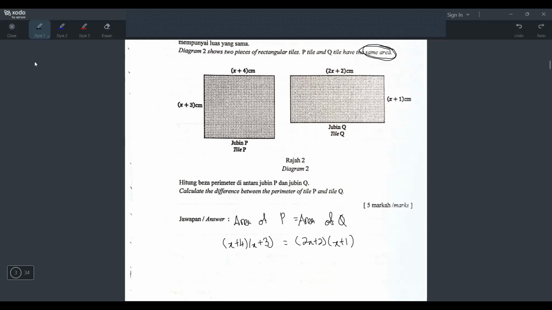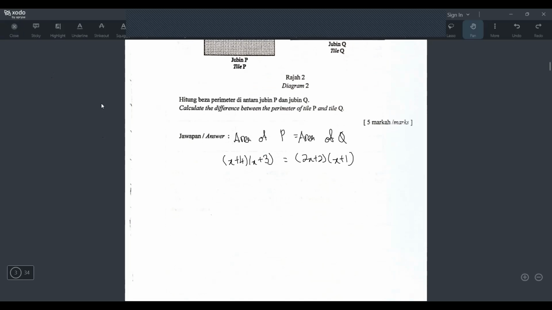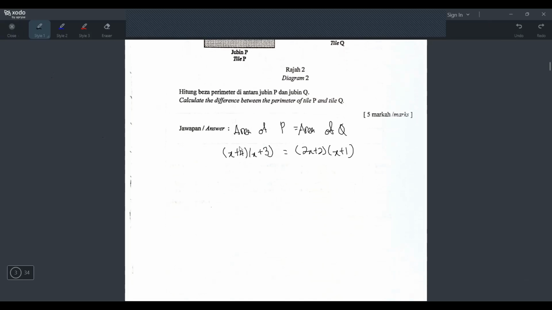And now we can expand. Okay, expand means kita kembangkan. Kita darab masuk. So when we darab, how you darab? X times x, x square, x times 3, 3x, 3x plus 4x, 7x, and then 4 times 3, 12. Right? That's how you expand. Let's do it one more time. 2x times x, 2x square. 2x times 1 is 2x. But then here is 2x also, so 2x plus 2x, straight away you get 4x. Then 2 times 1 is plus 2.